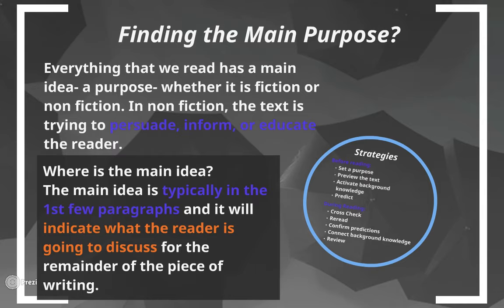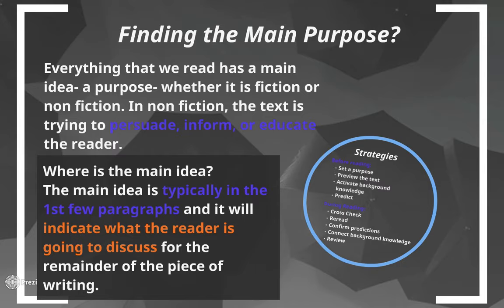So when we're finding the main purpose, let's first discuss what a main purpose is, or a main idea in a text. Everything that we read has a main idea or a purpose, whether we're reading fiction or nonfiction. So in nonfiction, the text is trying to persuade, inform, or educate the reader. If we're reading for pleasure or for entertainment, we're reading fiction, then our purpose would be to be entertained. So all writers sit down and write with this purpose in mind. They're trying to persuade us, inform us, or educate us if it's a nonfiction piece. And we also have narrative nonfiction, like memoir nonfiction, and that also incorporates some level of persuasion or information or education, as well as entertainment.